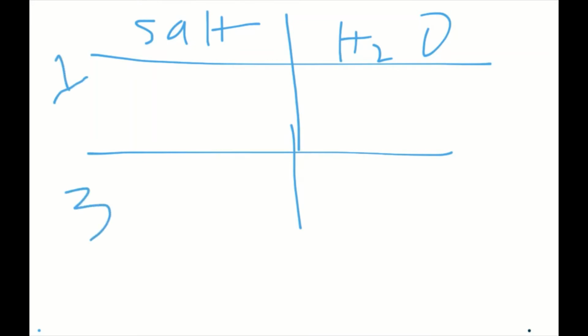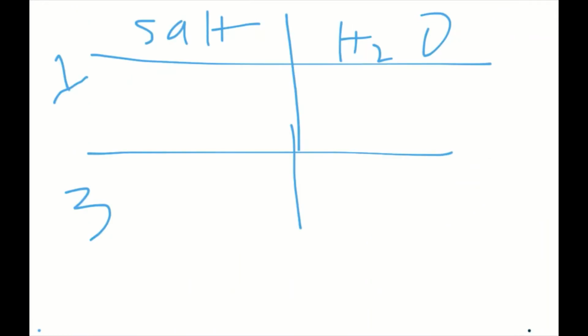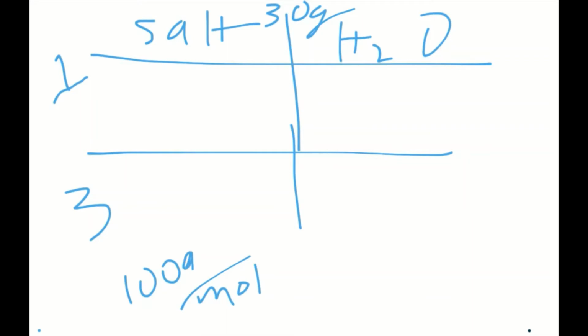So I'm going to use some made-up numbers in order to simulate what the question is talking about, and this is a great way to answer questions that involve experimentation such as this one. So let's just say that we had 30 grams of the salt, and let's say that the molar mass of the salt is 100 grams per mole. So let's say after the first heating we have 20 grams of the salts left and 10 grams of the water escaping. So how do I get this?